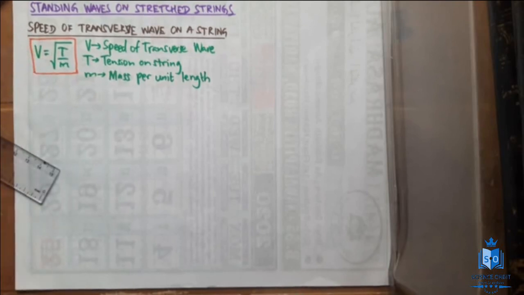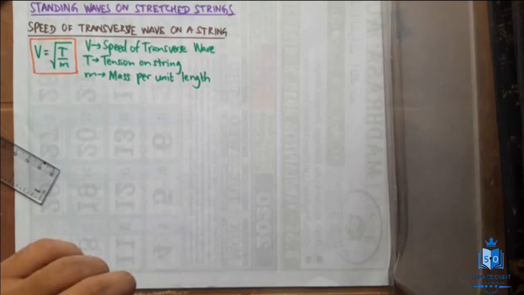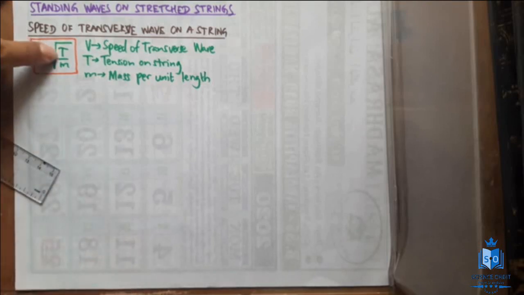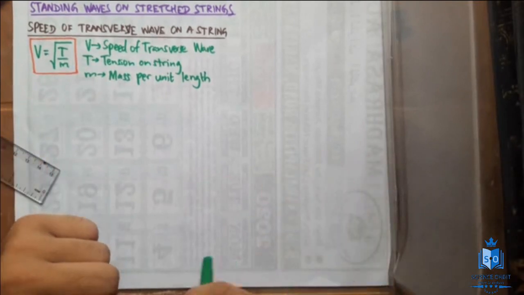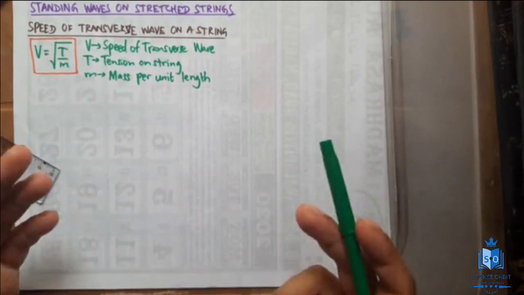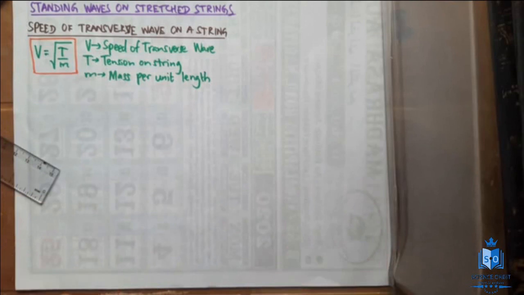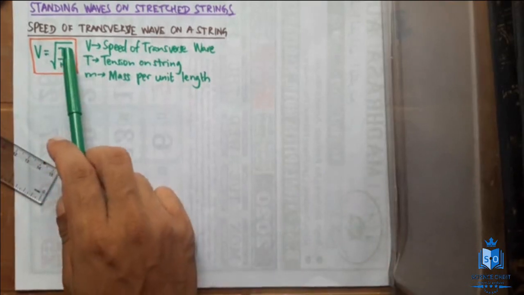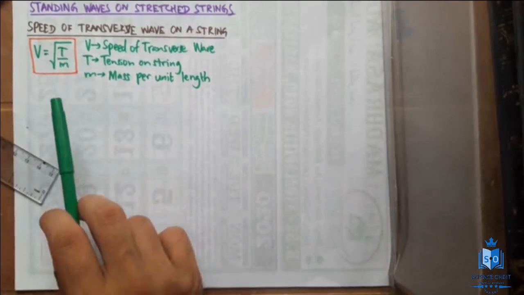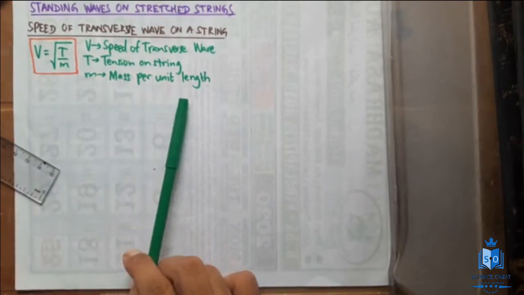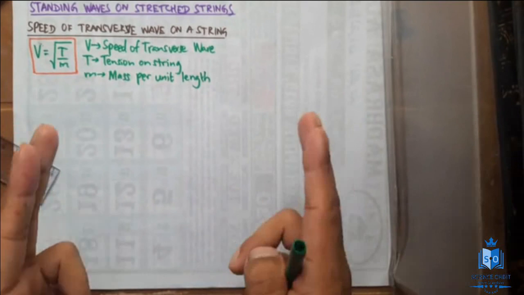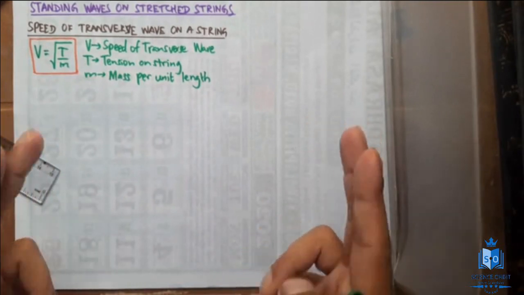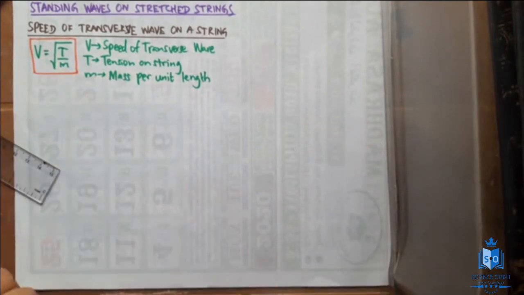The only two factors which are going to affect the speed of a transverse wave along a string are the tension acting on the string and the mass per unit length. Unless the string is stretched, there won't be a wave formed in the string. If it is slack, waves can't be formed. So, there is definitely going to be a tension, and this mu is not mass, it is mass per unit length, because the string is very thin. So, for 1 meter of that string, what is the mass? That is this.